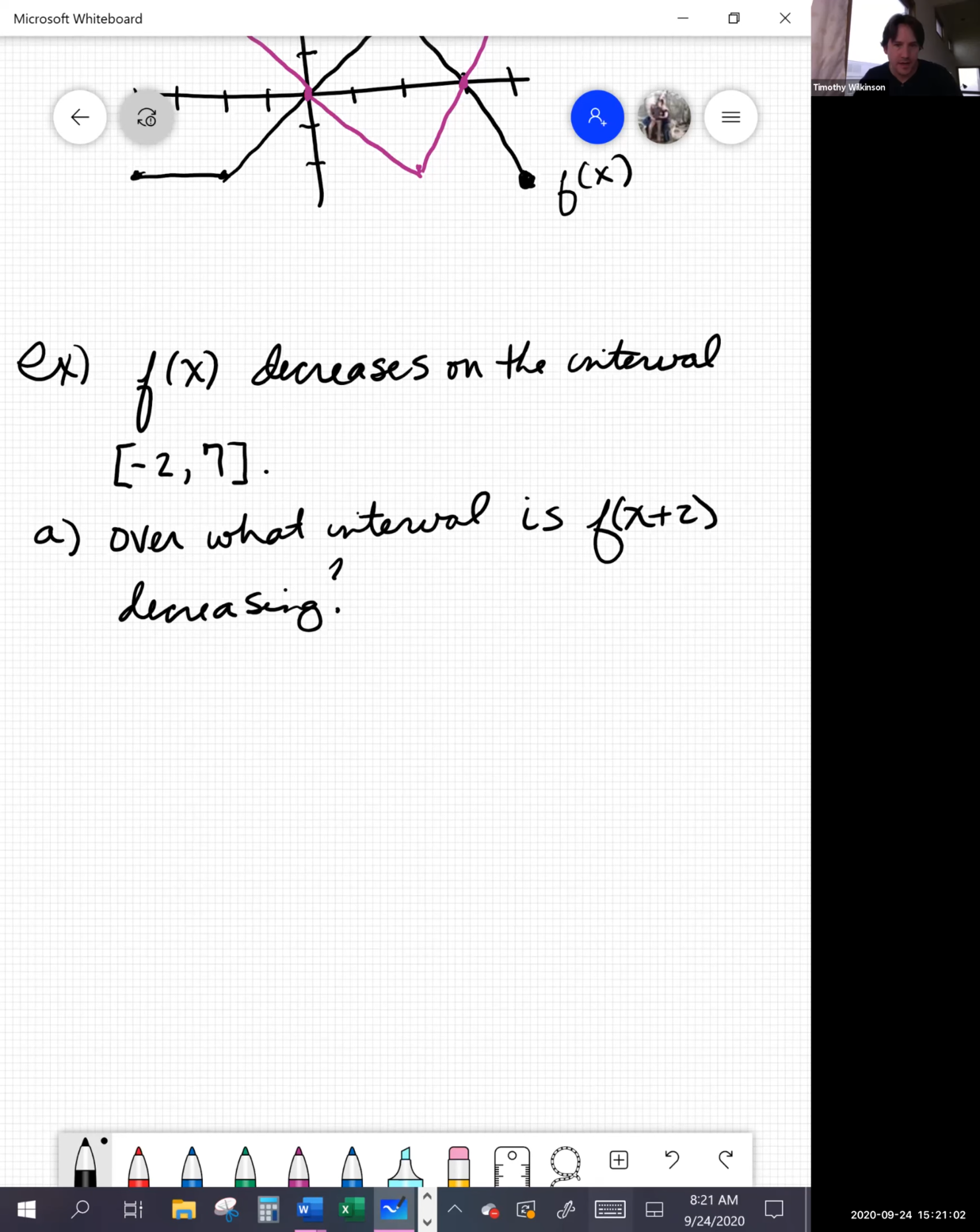So think about, when it's inside like this, what you would have to do to get x by itself. What would you do if you wanted to get x by itself? If you had x plus 2 equals 0. Subtract 2. Yeah, subtract 2. So that's what we're going to do here. So we're just basically shifting things to the left 2.